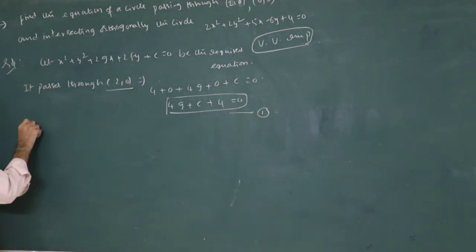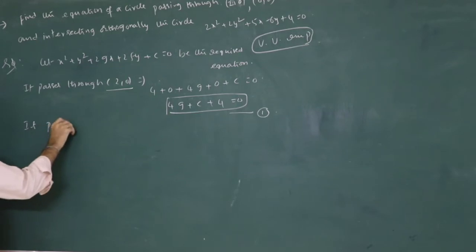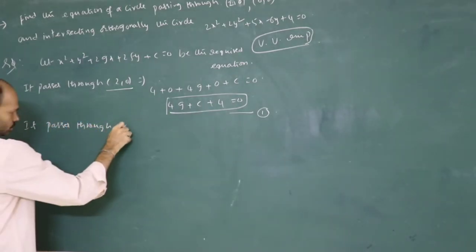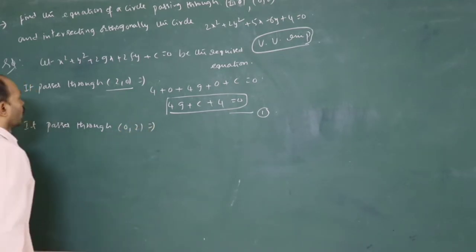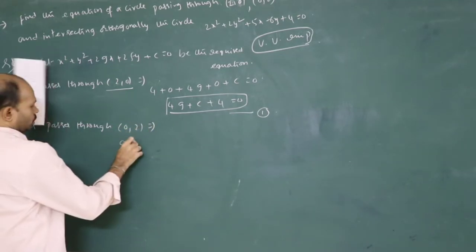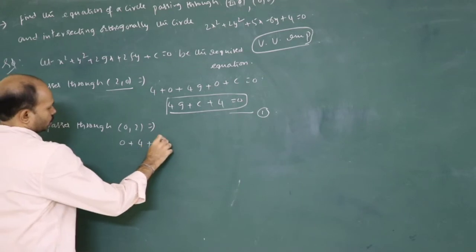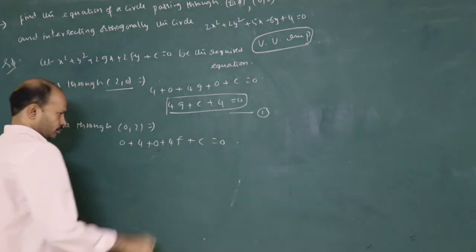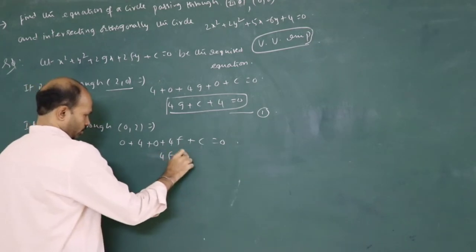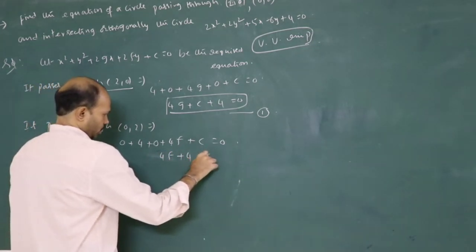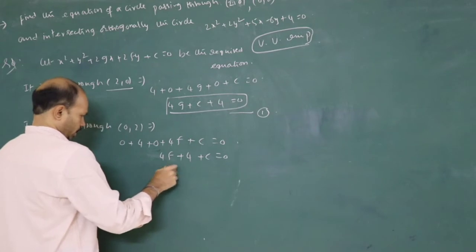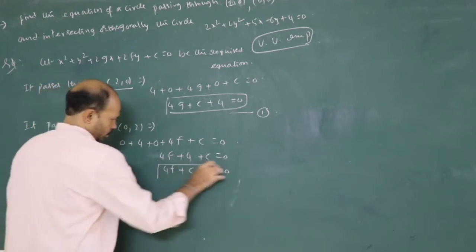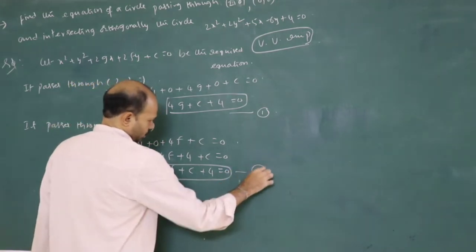Again it passes through another point. 0,2 implies 0 plus 4 plus 0 plus 4f plus c is equal to 0. That follows 4f plus 4 plus c, or in order, 4f plus c plus 4 is equal to 0. Name it as second equation.